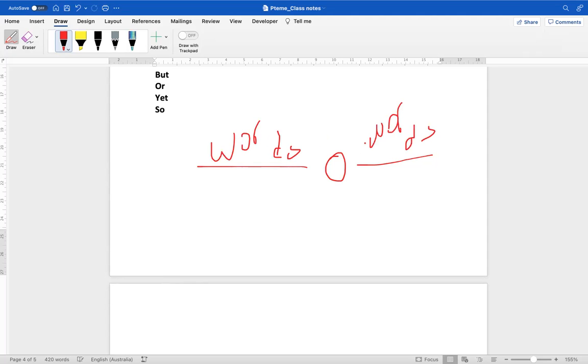Not only words, guys. It can also connect two sentences. It is balancing exactly the same. Let's say the word on the left-hand side is a noun. The word on the right-hand side should also be a noun. If the word on the left-hand side is a verb, then the word on the right-hand side should also be a verb. They cannot give noun and verb as a balancing.